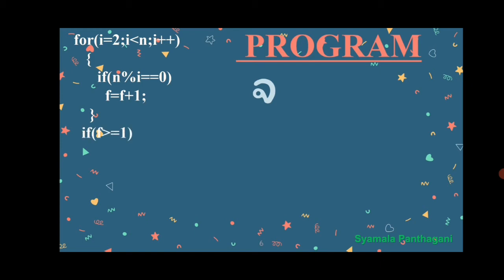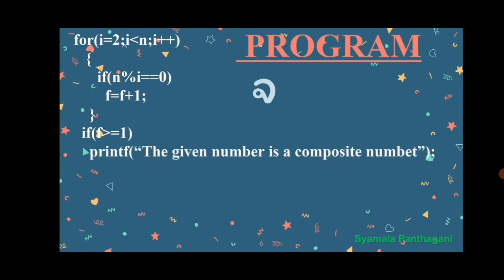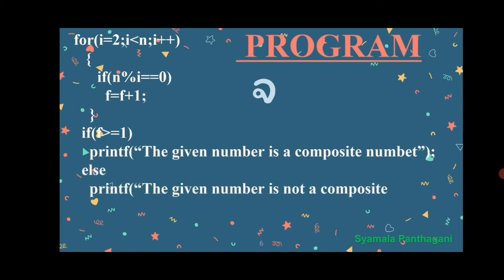Now, if the given number is having at least one factor other than 1 and itself, that is called a composite number. A number which is having factors at least one except 1 and itself. That's why we have written here if f is greater than or equal to 1, then printf the given number is a composite number. Else printf the given number is not a composite number. Close brackets. This is all over the program for composite numbers.